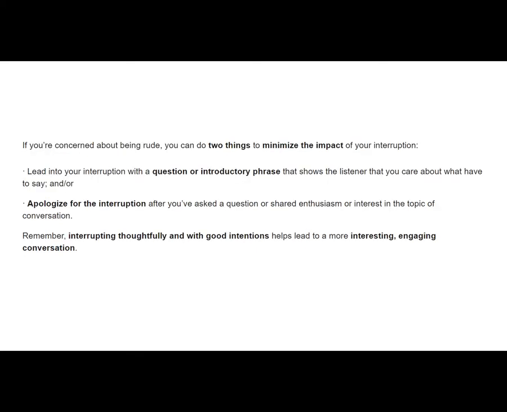Two things that can help us minimize the idea that we're being rude. One, we can lead our interruption with a question or introductory phrase. That shows the listener that you care about what they have to say, and you can apologize for the interruption. You don't have to. It depends on your own feeling.